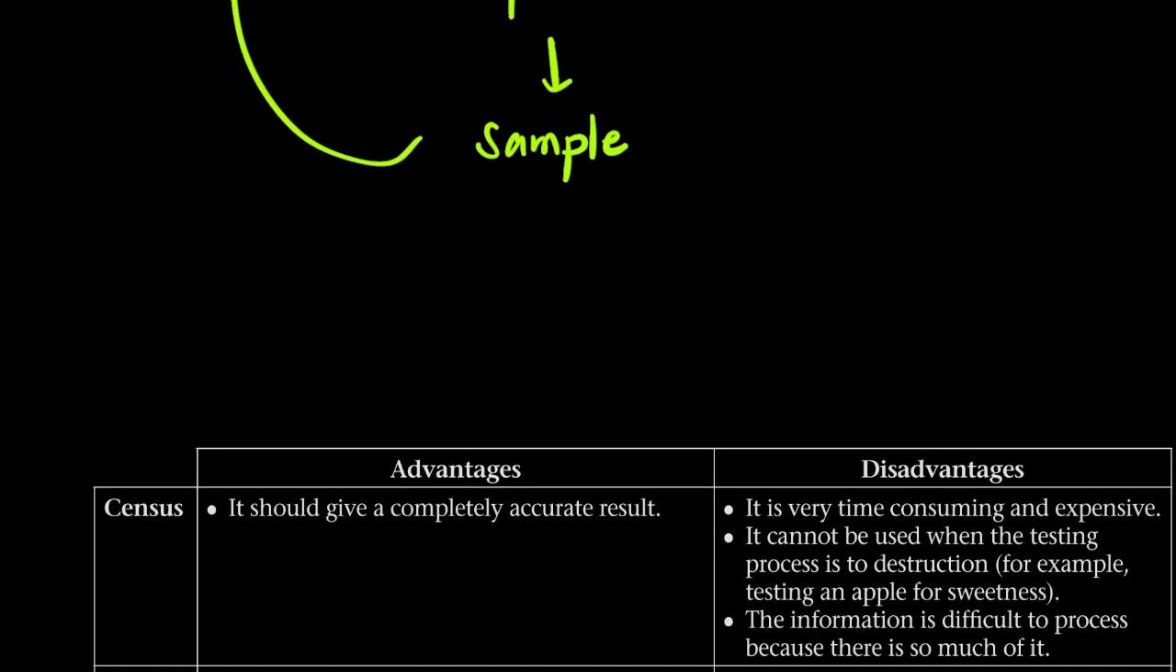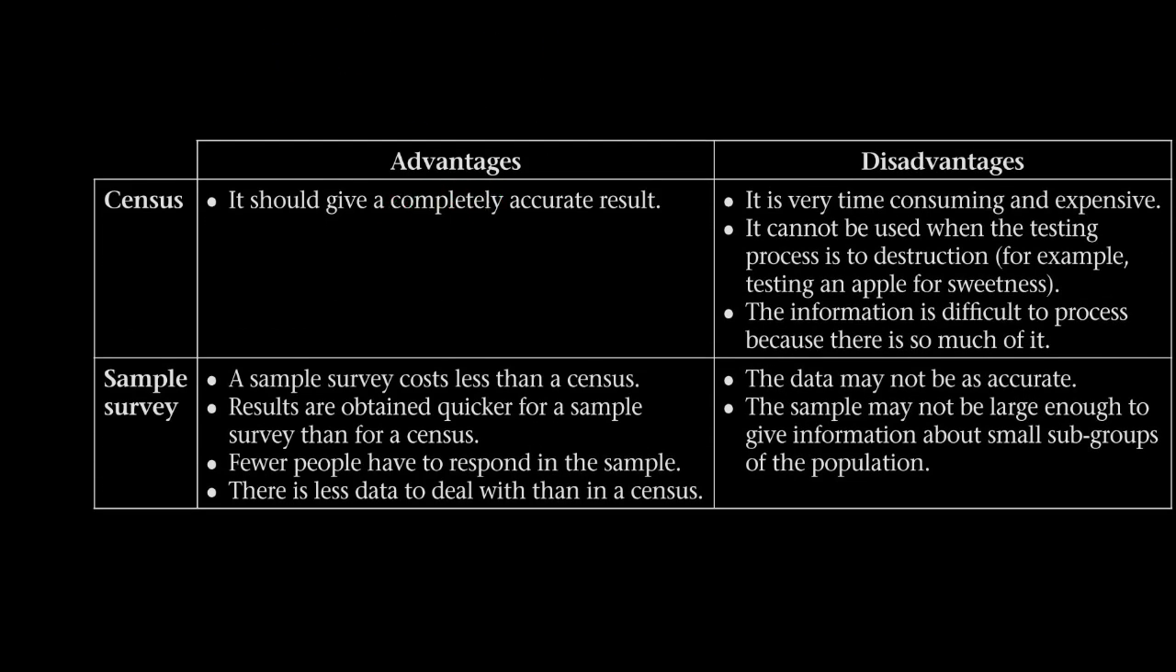Now let's look at the advantages versus the disadvantages of a census. A census should give a completely accurate result. That is the advantage. Disadvantage: it is very time consuming and expensive. It cannot be used when the testing process is to destruction, for example, testing an apple for sweetness, or testing a light bulb to see how long it will last, and so on. The information is difficult to process because there is so much of it. Again, it's related to being time consuming and expensive.